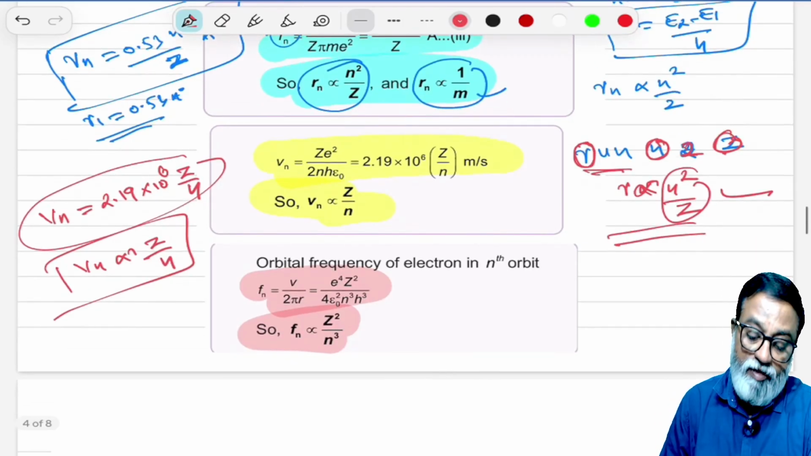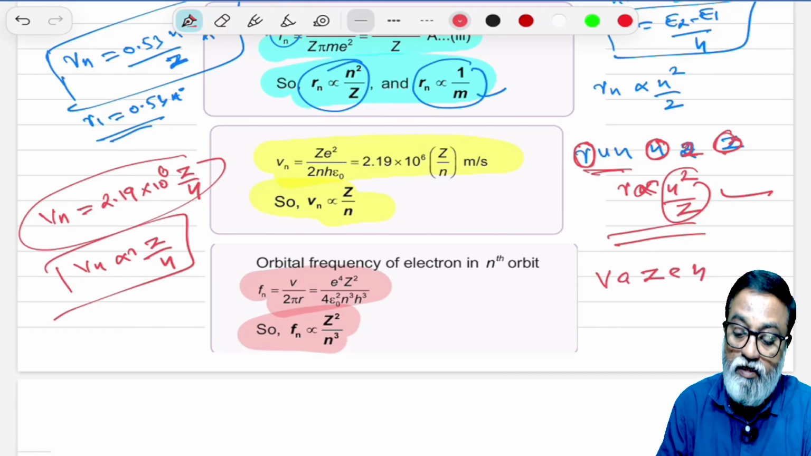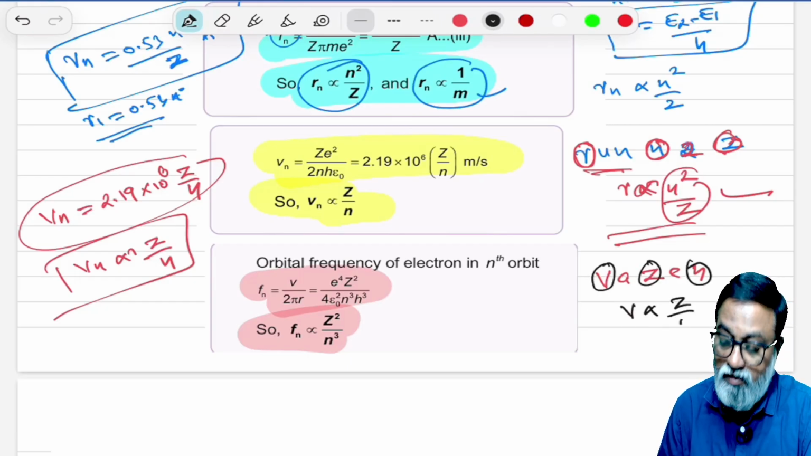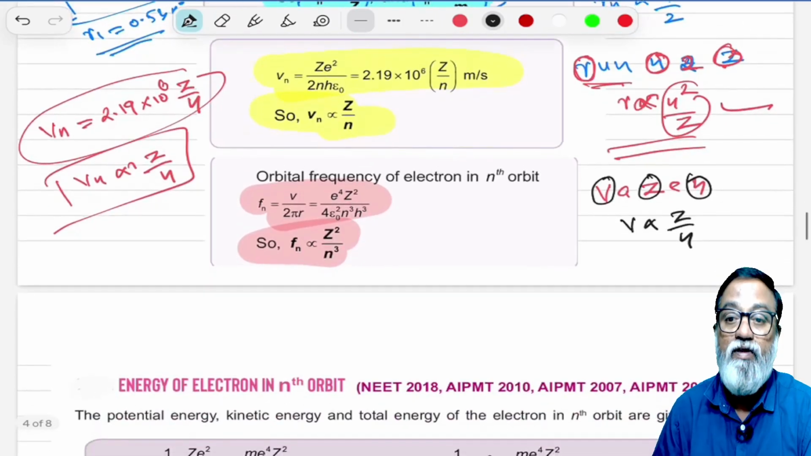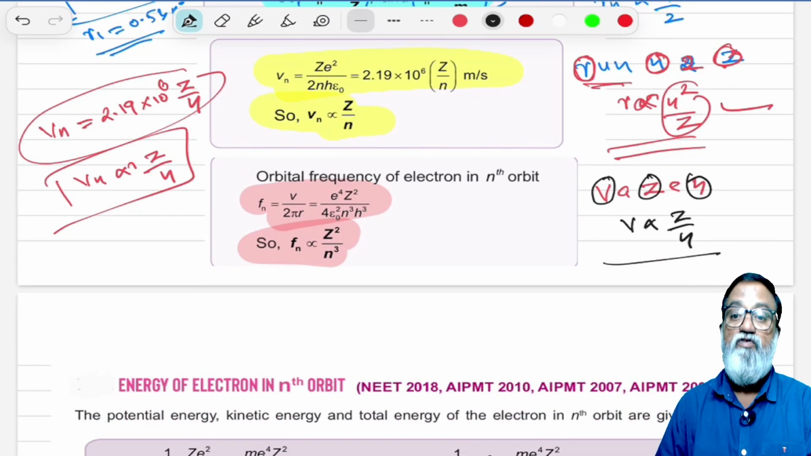How can you remember this one? For a simple thing I am taking "Vazan". Therefore, here V z n. Therefore, V is proportional to Z by n, that is Vazan. Vazan means weight.